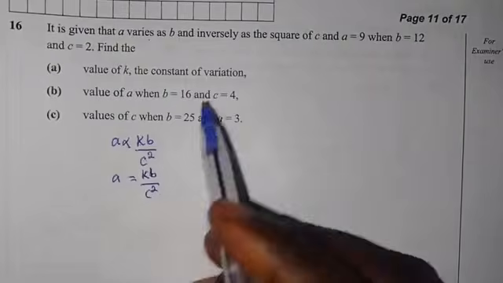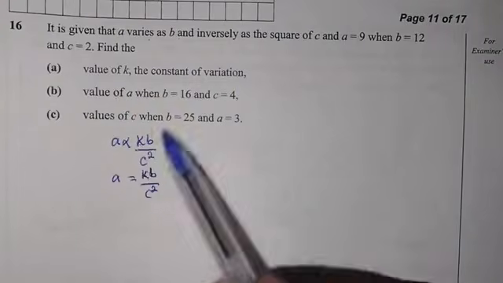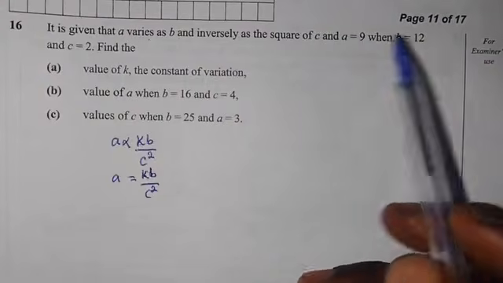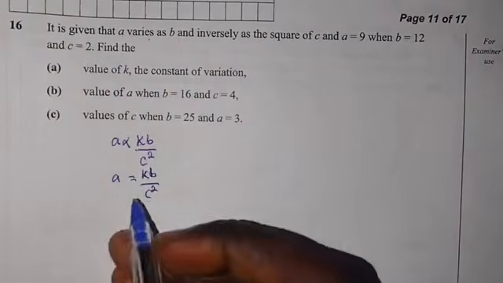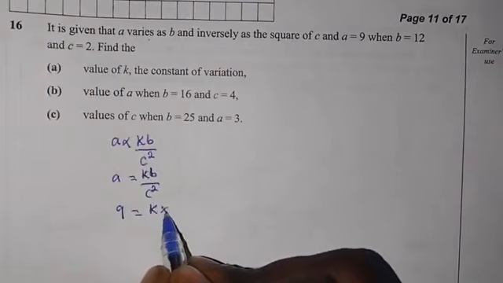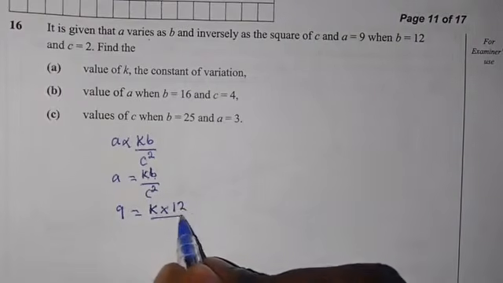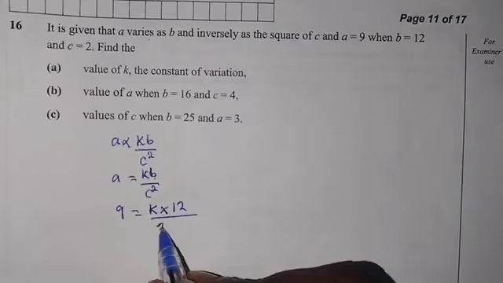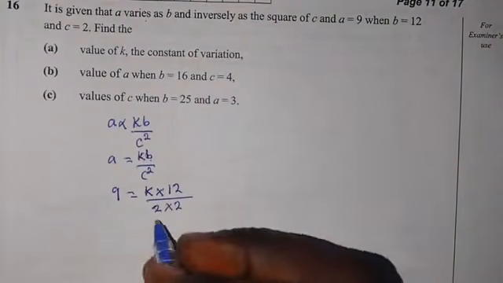So from here now, we can find the value of k, which is the constant of variation in this one, by using the first values we have been given. a is equal to 9, b is equal to 12, c is equal to 2. We just substitute where there is a, we'll put a 9. So 9 equal to k times, what is the value of b? It's 12 right here, over c squared, meaning 2 times 2. I hope this is clear for you.